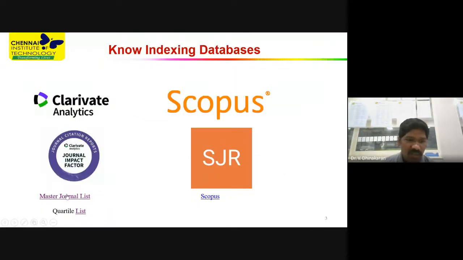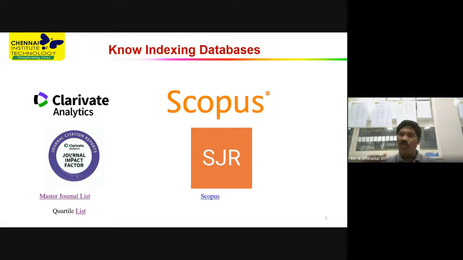Okay, and you have to go through the master journal list. And how will the quartile list be? I told you, Q1, Q2, Q3, Q4. Okay, a separate quartile list is maintained by Web of Science. A separate quartile list is maintained by Scopus. You should not confuse them.